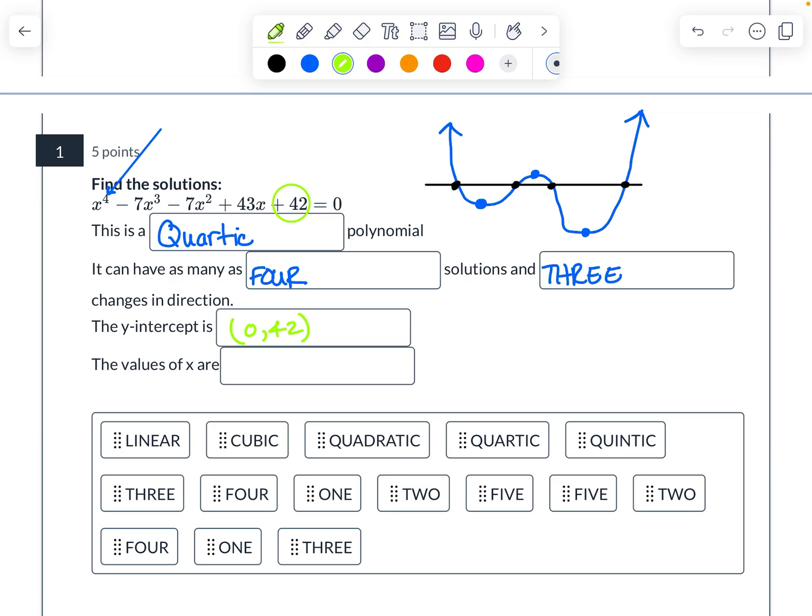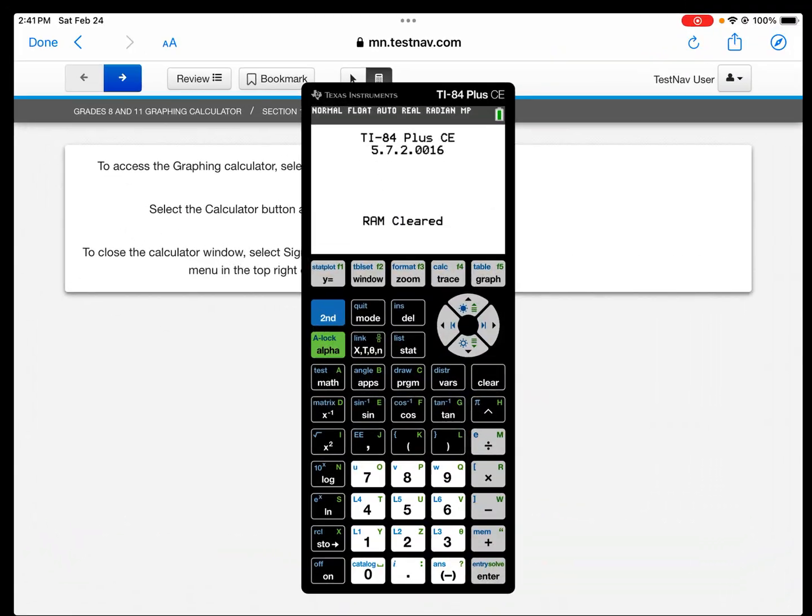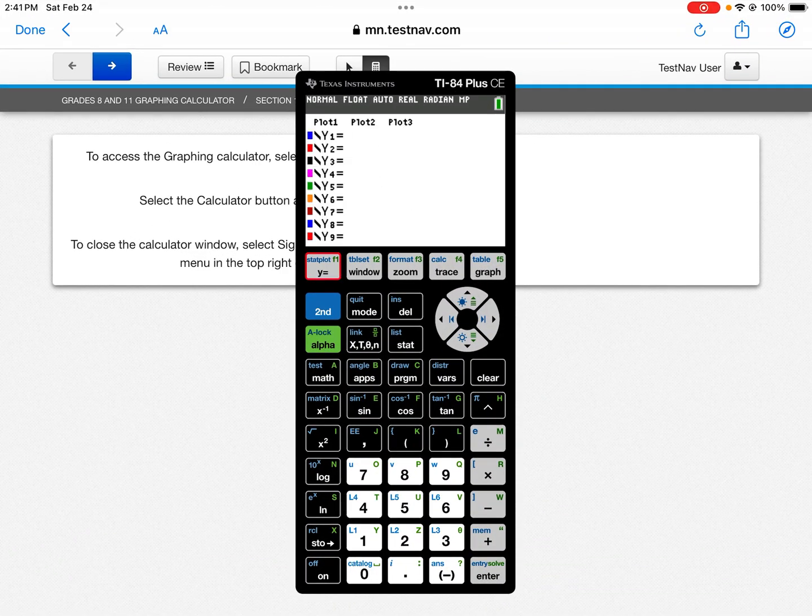So the best thing to do at this point would be to grab your calculator. And it's fine to grab your calculator. One of the standards of this course is that you learn how to use technology. Okay? And we're going to type in x raised to the power of 4. Remember, you got to move to get out of the exponent. Minus 7x raised to the power of 3. Move to get out of the exponent. Minus 7x squared. Plus 43x. Plus 42.